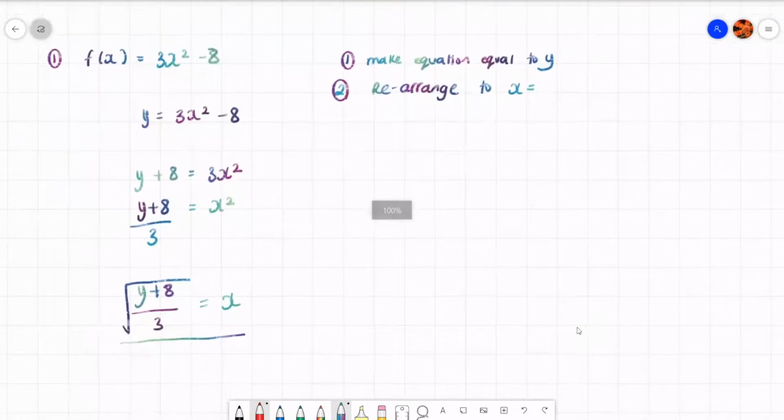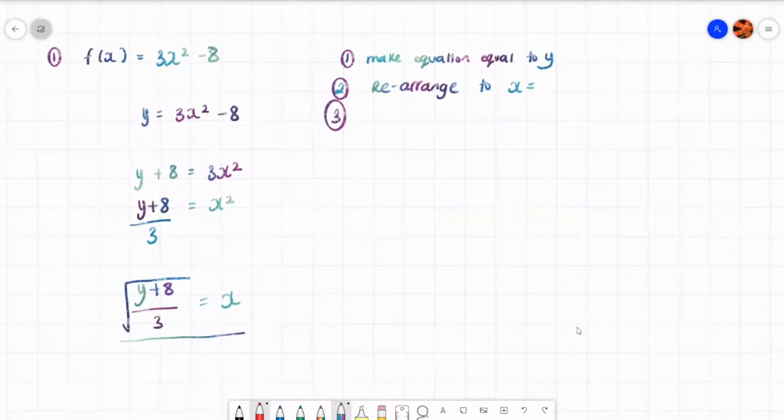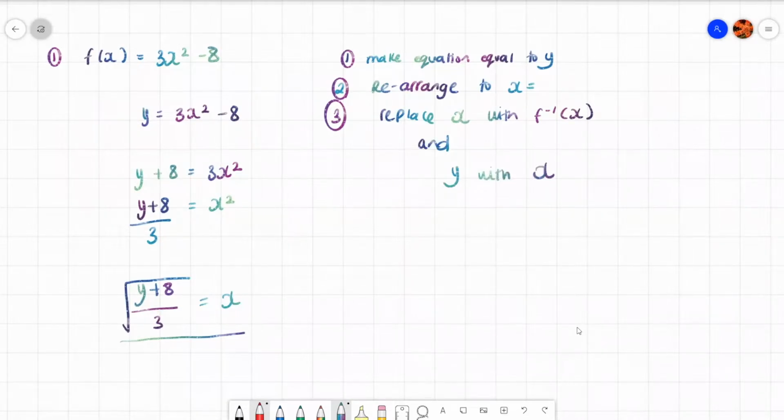Now, your third step is to then replace x with f inverse of x and y with x. Okay, so I'm going to do that now. So I'm going to do the inverse function is the square root of x plus 8 all over 3, and that's it. Okay, and you can see that, can't you?